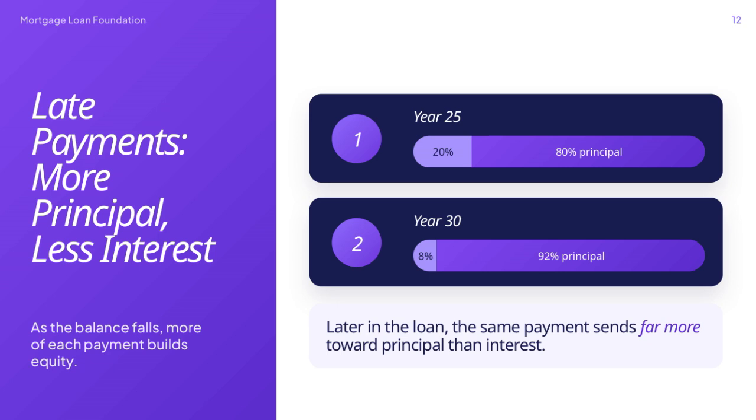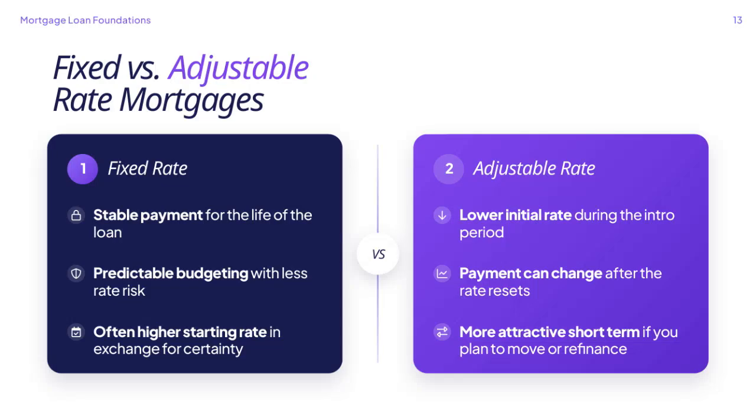So, understanding how your payments are allocated can help you see the benefit of staying current and even making extra payments when possible. Now, let's compare fixed-rate mortgages and adjustable-rate mortgages.